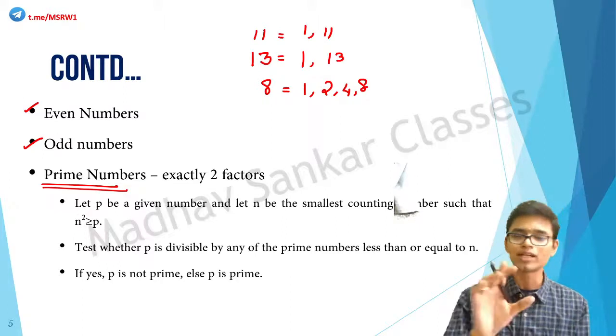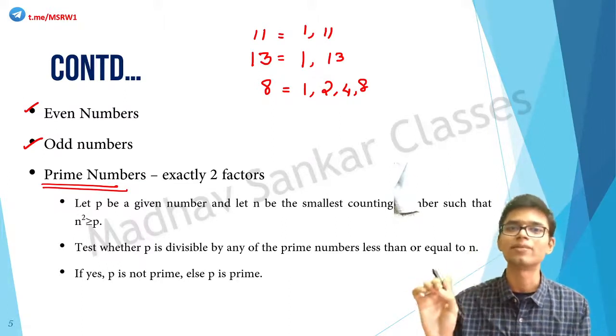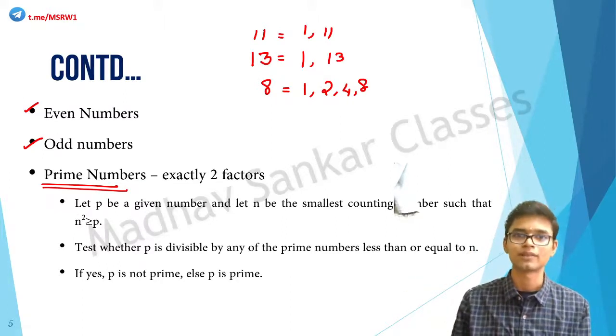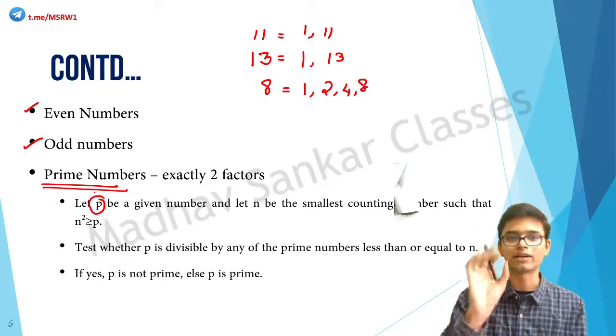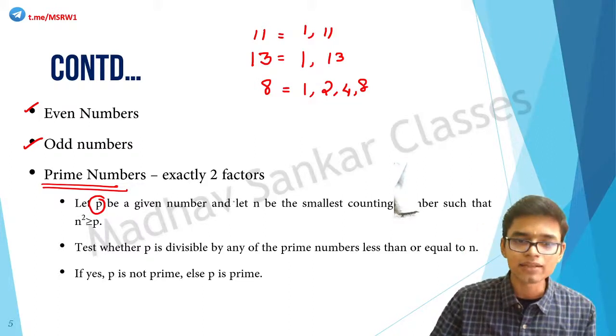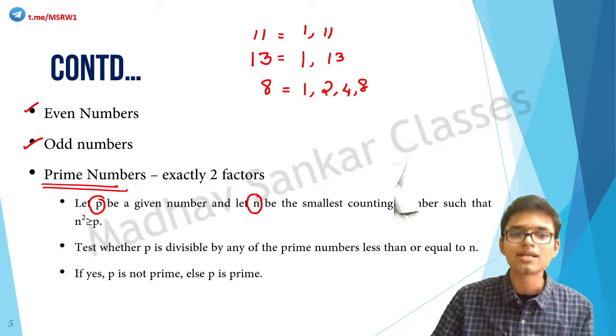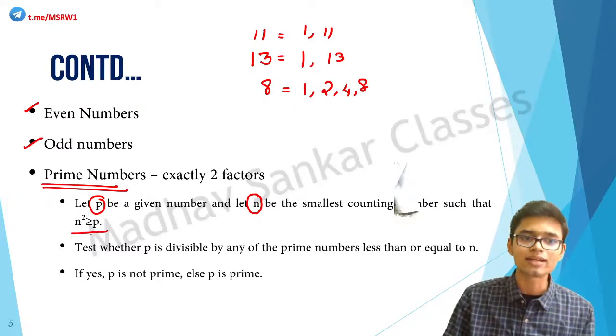Okay, so what is the test to check whether a number is prime or not? Let's take a number. Let that number be P. Let P be the given number. And let n be the smallest counting number such that n square is greater than or equal to P.